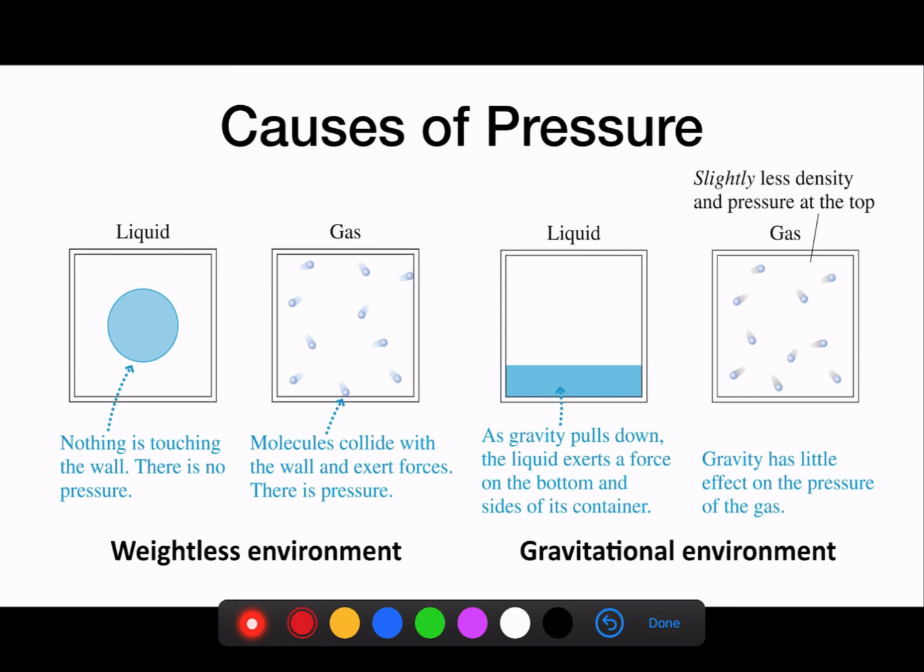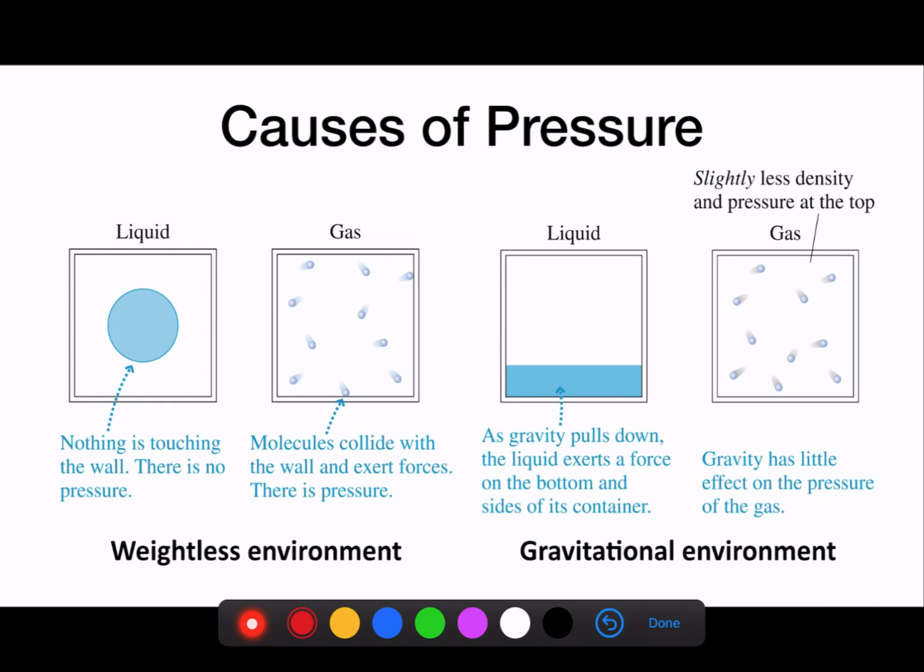Now let's imagine we take these two containers back down to Earth. We'll keep one liquid and one gas. When they're on Earth, that liquid that was a ball in space is now experiencing gravity. So gravity is pulling it down, and that liquid exerts a force on the bottom and some of the sides of the container. So there's pressure.